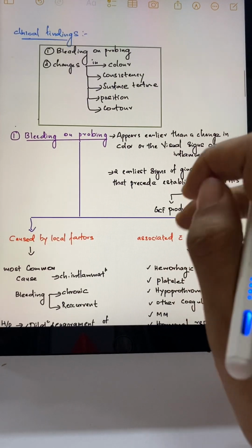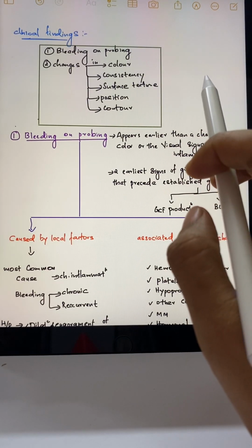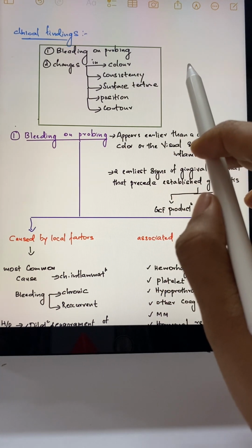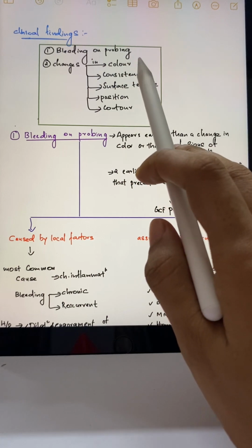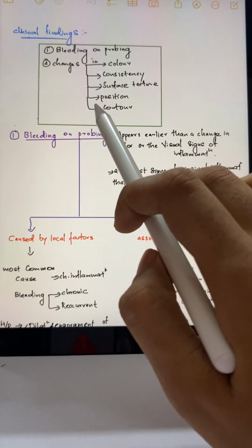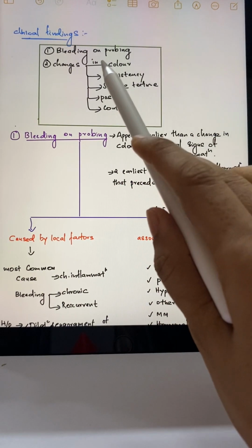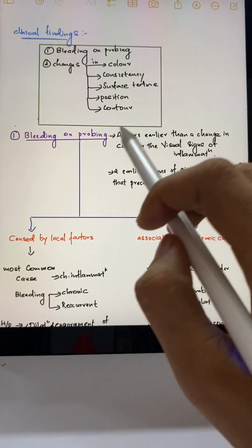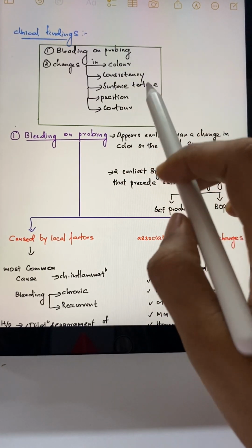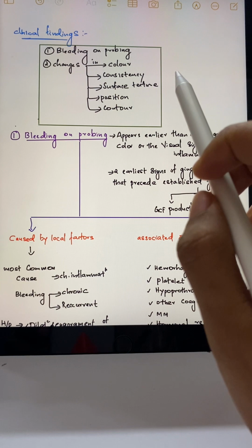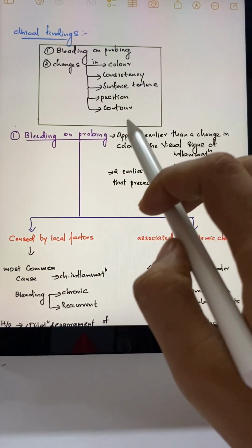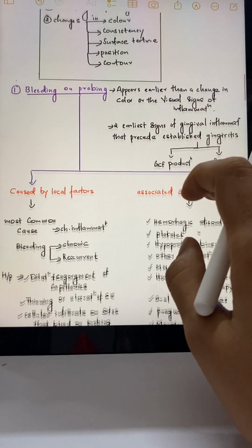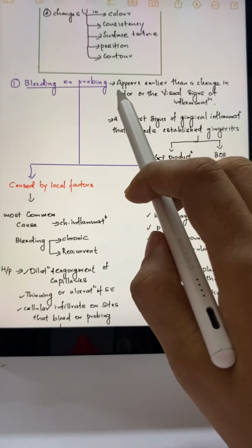Then clinical findings. We can see bleeding on probing, definitely that will be there. Then changes in the gingival color, consistency, surface texture, position, and contour. So changes can happen in all these areas of the gingiva. First we will talk about bleeding on probing.